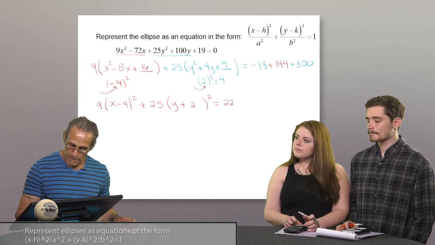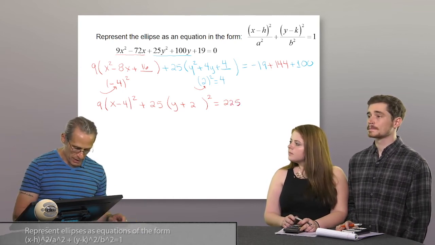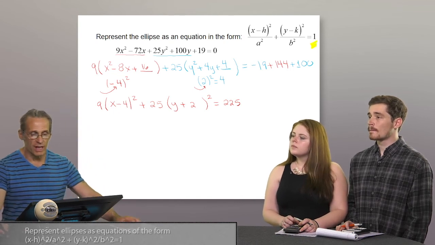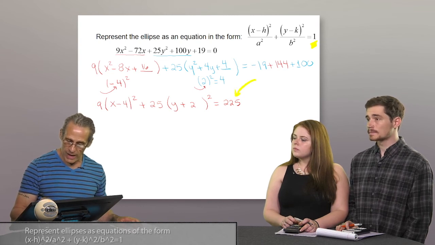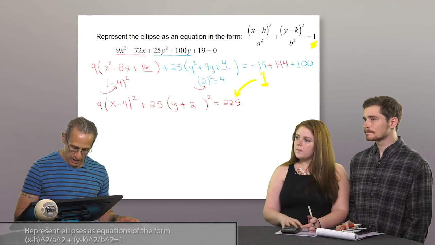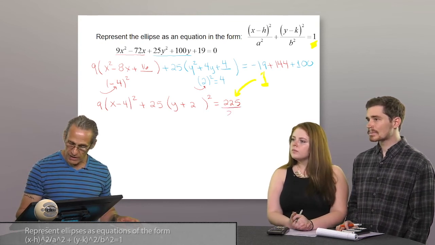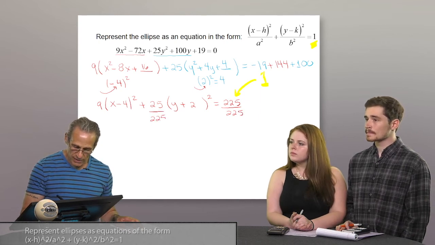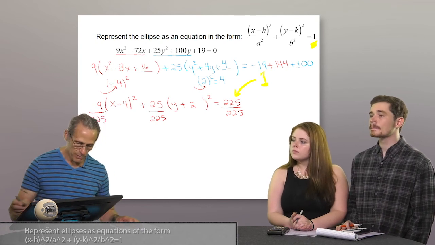225. Beautiful. Now to place this ellipse in the correct form, I need to set this equation on the left equal to what? Equal to 1. So if I want to create a 1 here, what will I divide both sides of the equation by? 225. So I'll divide the left and right side by 225, and that would be the same as just dividing the constant by 225.